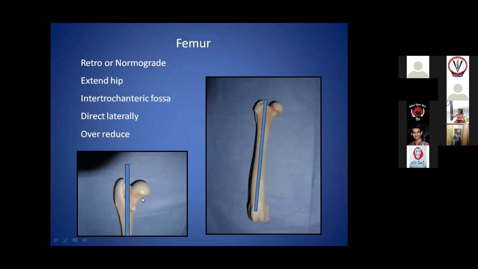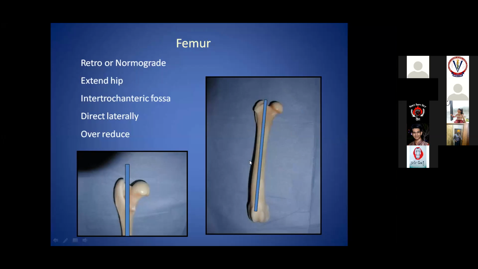Between these two, there is a fossa. You can see here, this fossa. This we call the trochanteric fossa or intertrochanteric fossa, and we have to drive the pin into the femur through this trochanteric fossa only. Then only you will exactly enter the center of the medullary canal. Okay, so this is the entry point of the femur.